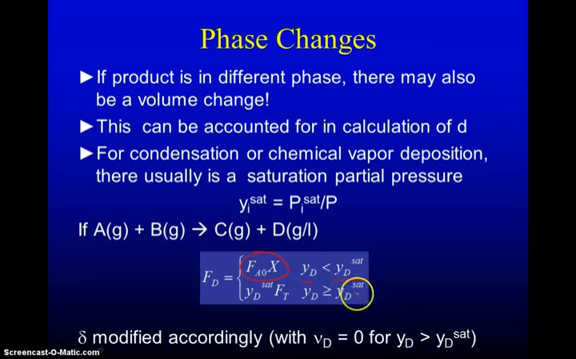And if we exceed that mole fraction, then the flow rate of D coming out of the reactor remains constant, and the rest is left behind either as a liquid or a solid in the reactor. Delta needs to be modified accordingly. So the stoichiometric coefficient is 0 for YD greater than YD saturation. And that's how we would change what happens.